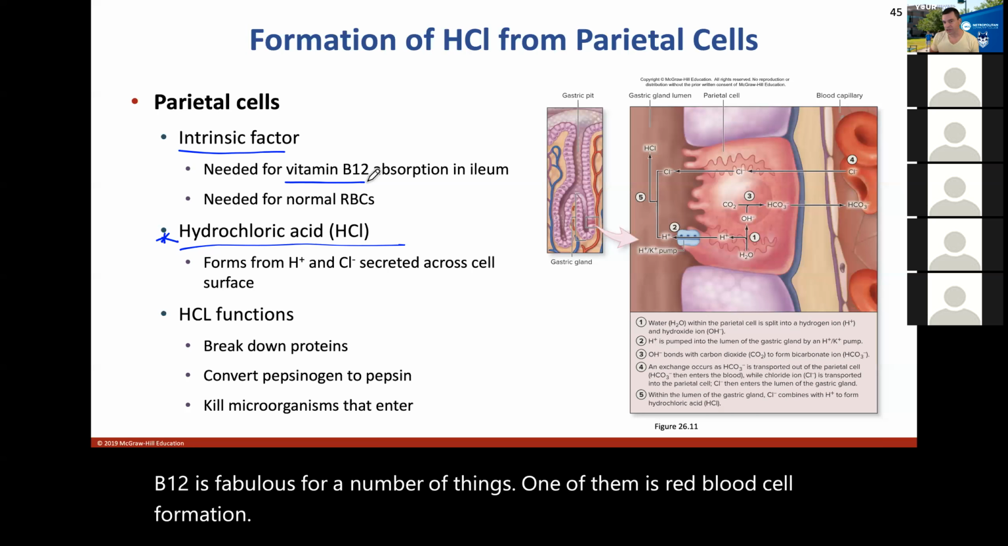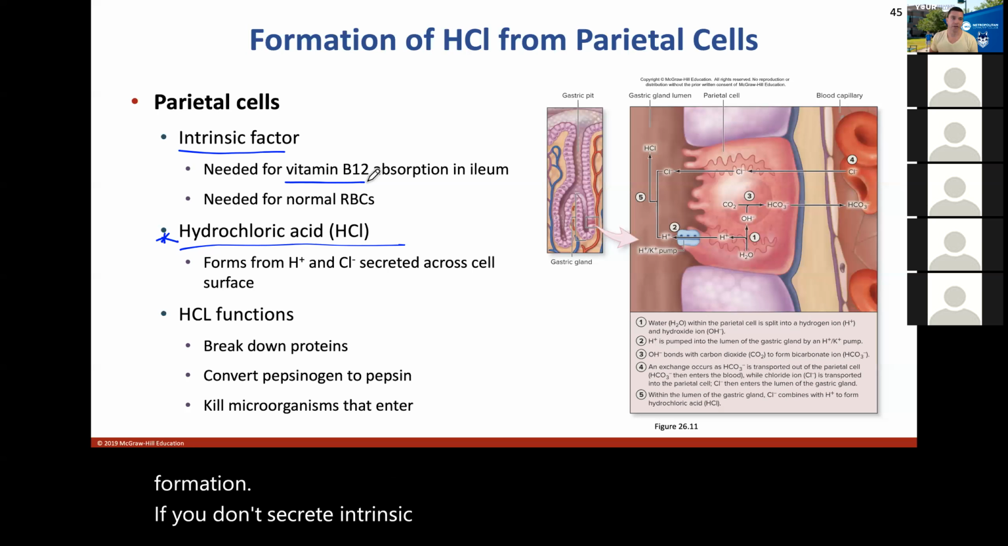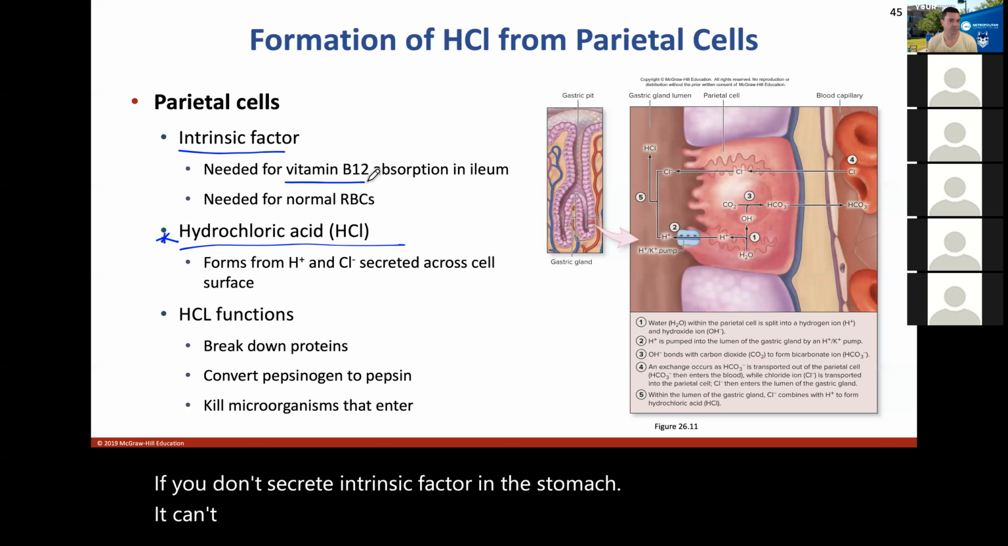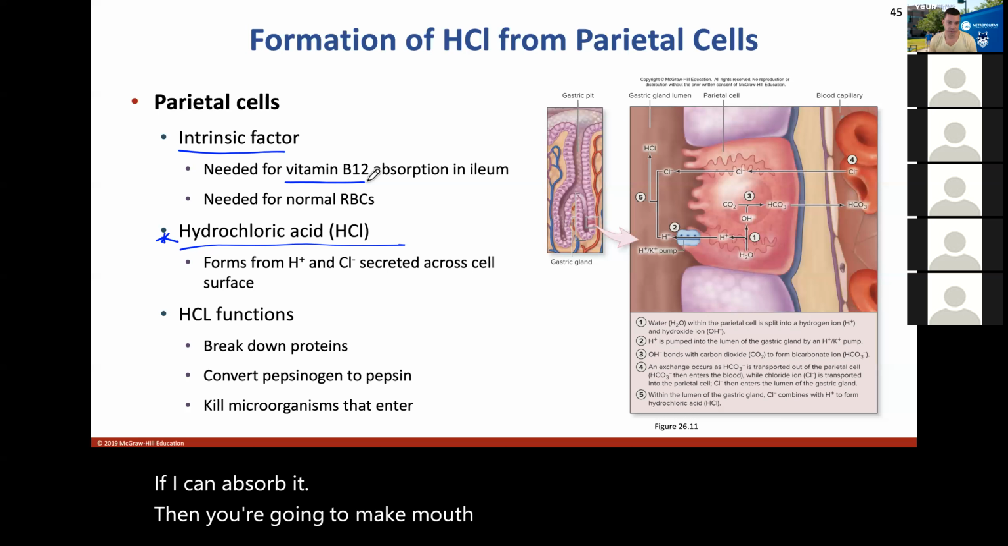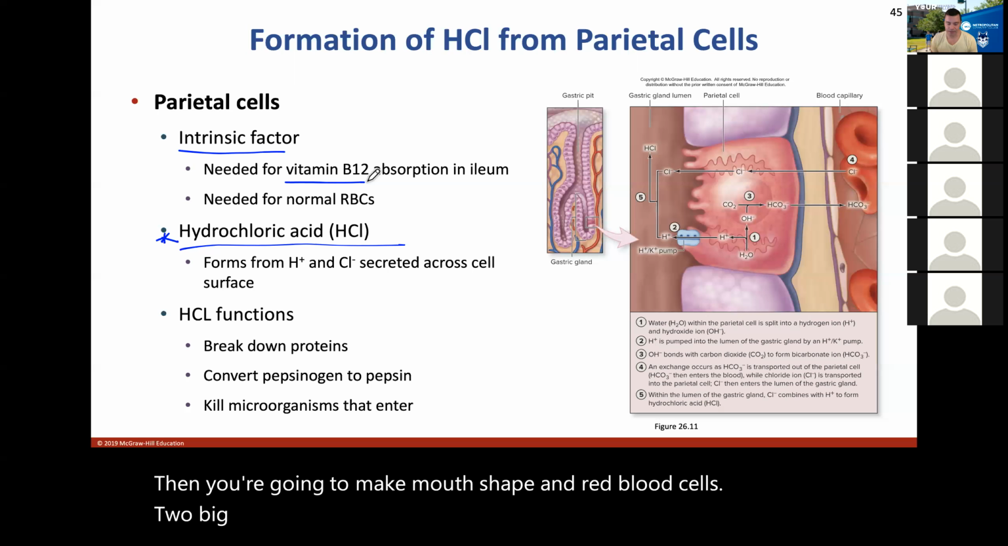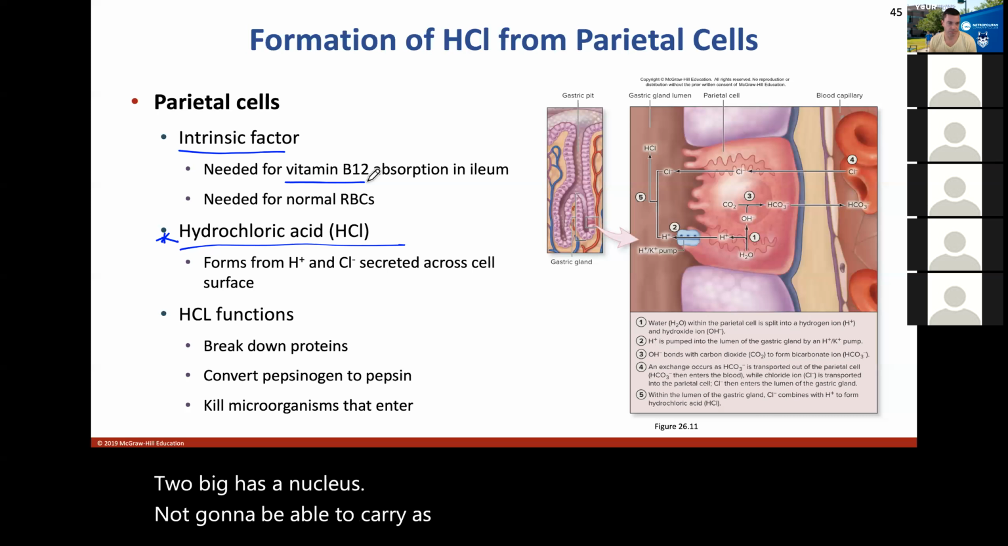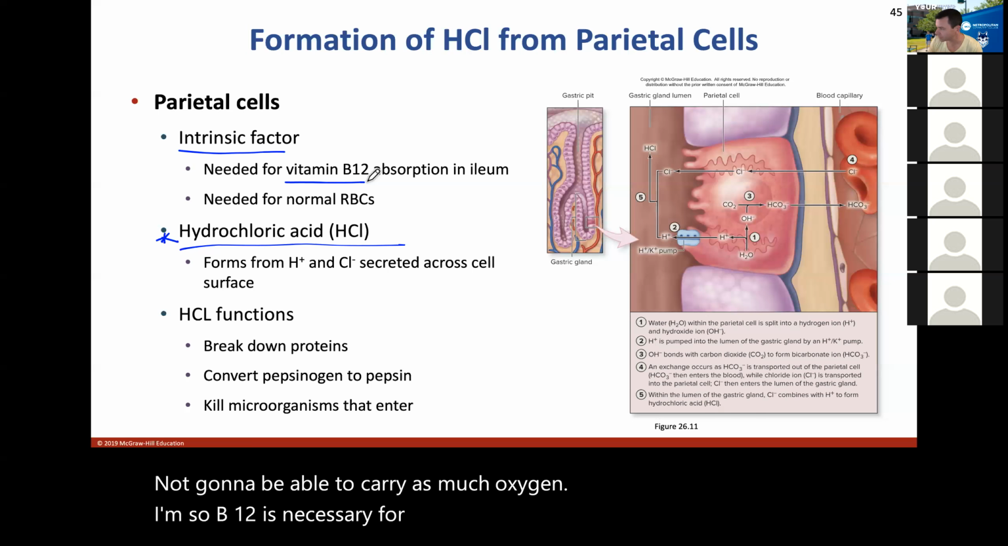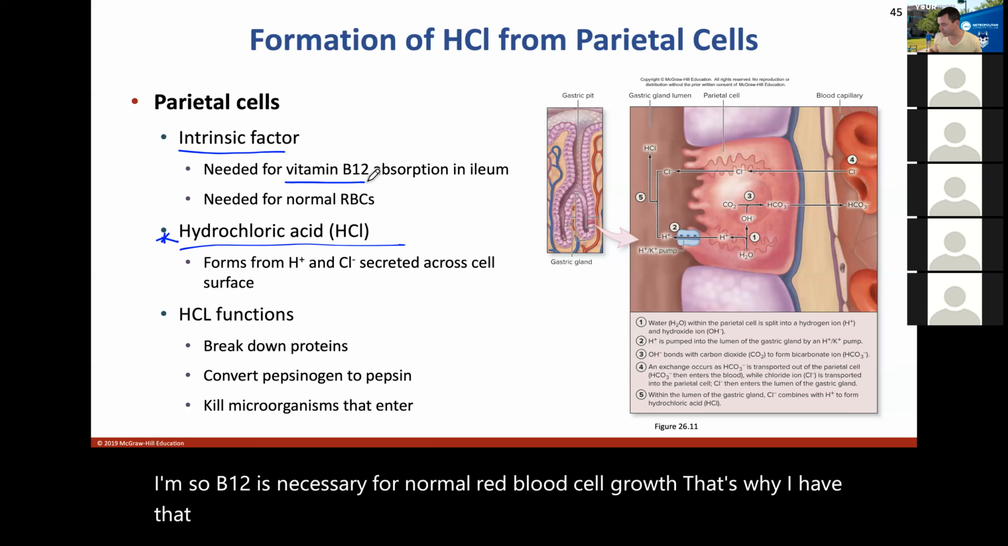If you don't secrete intrinsic factor in the stomach, B12 can't be absorbed in the last portion of the small intestine, the ileum. If I can't absorb it, then you're going to make misshapen red blood cells. Too big, has a nucleus, not going to be able to carry as much oxygen. So B12 is necessary for normal red blood cell growth. That's why I have that here, because it is a pretty important thing. And it is secreted by the parietal cell specifically.